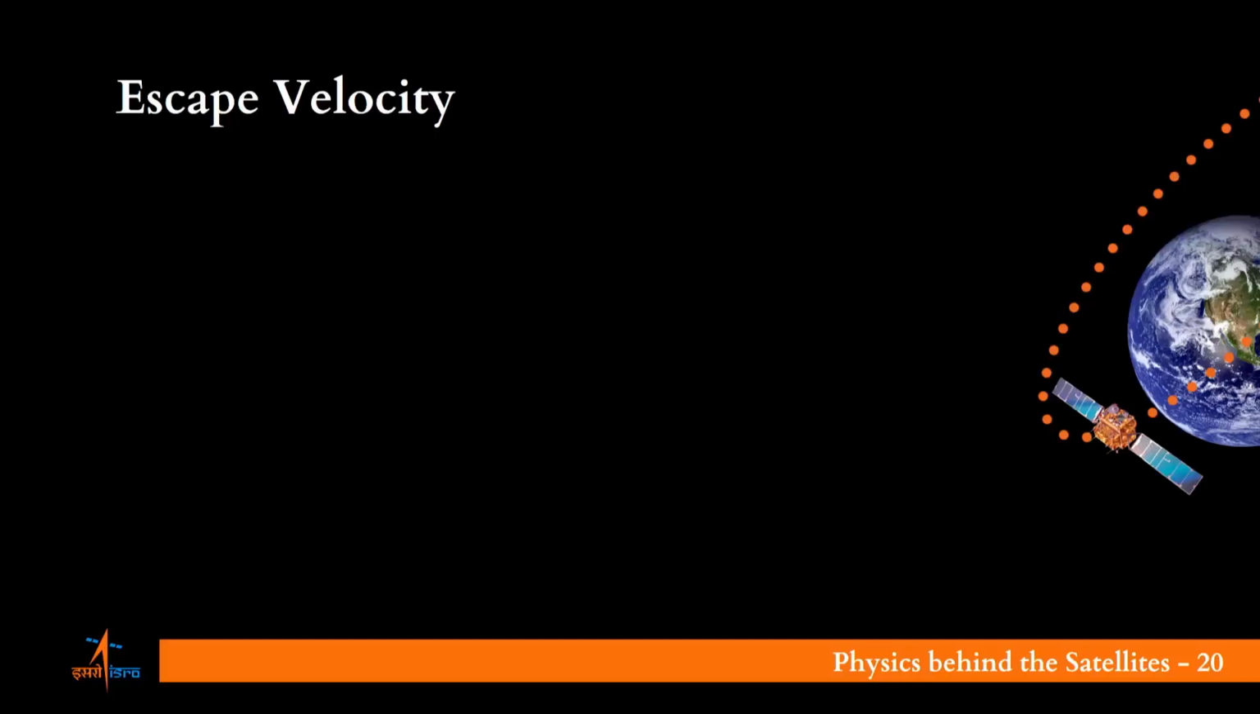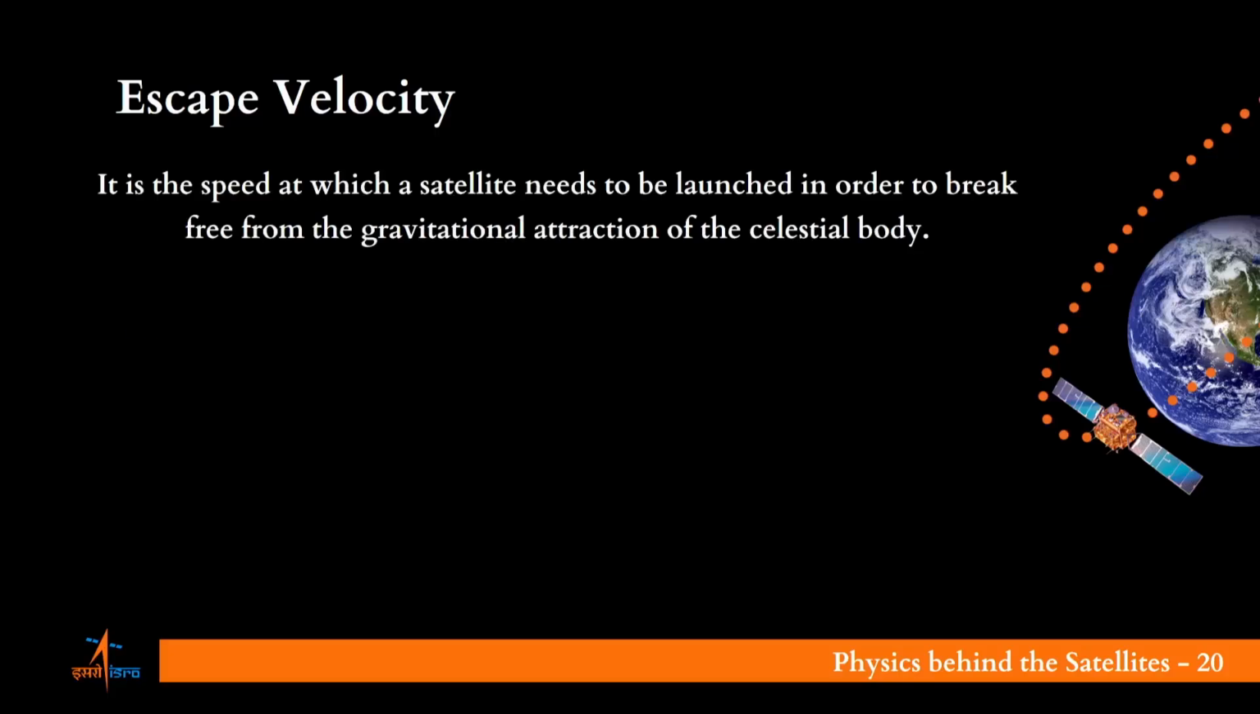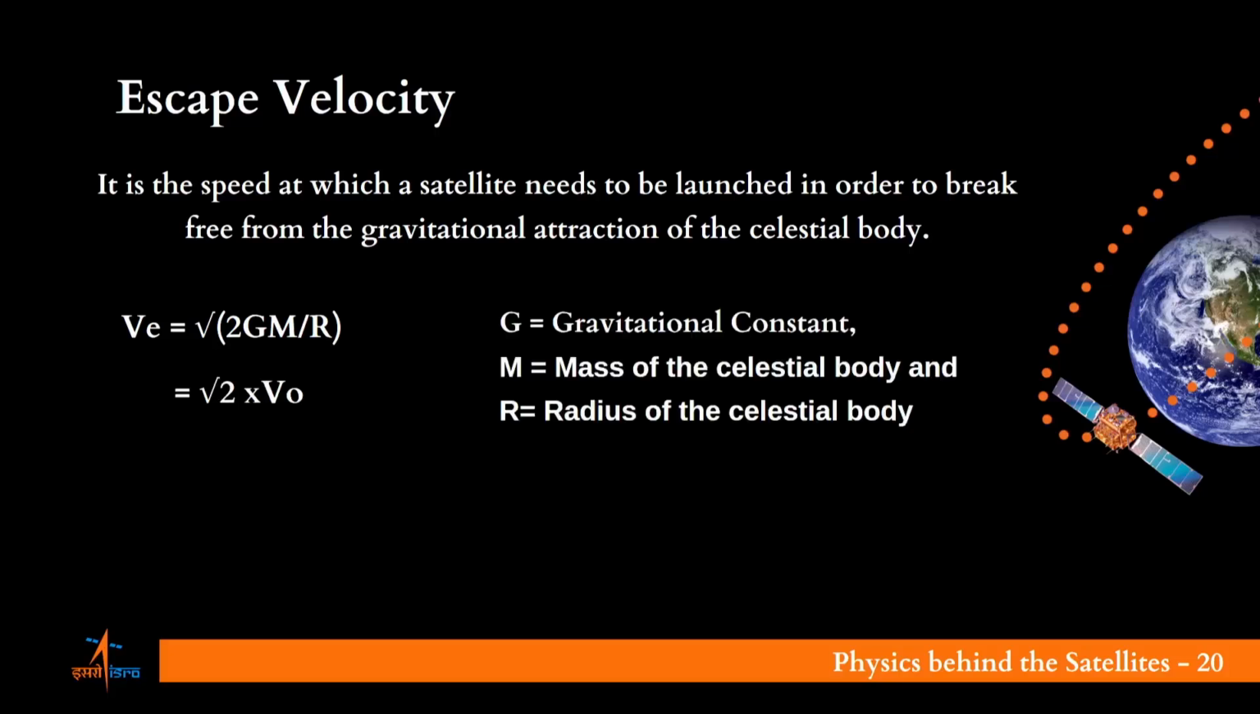Escape velocity. It is the speed at which a satellite needs to be launched in order to break free from the gravitational attraction of the celestial body. It is given by the square root of 2GM by r. The escape velocity decreases with altitude and it is equal to root 2 times the velocity required to remain in the orbit at the same altitude. Escape velocity of the Earth is 11.18 into 10 to the power 3 meters per second.